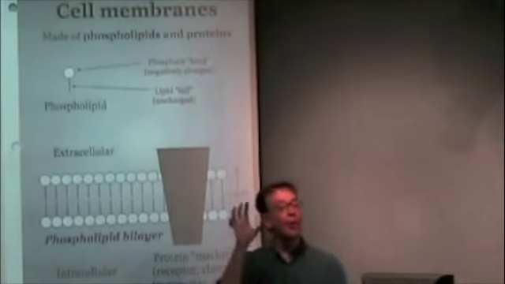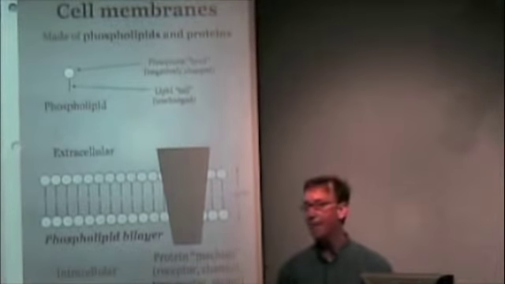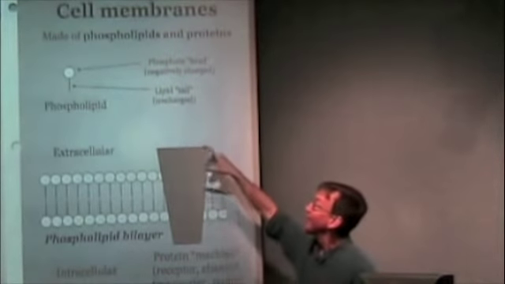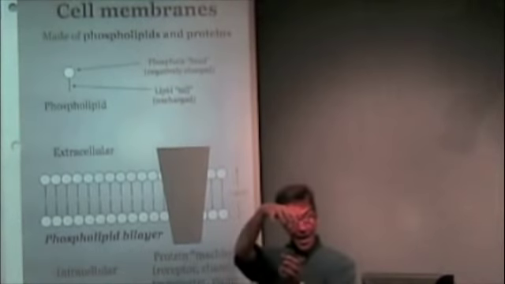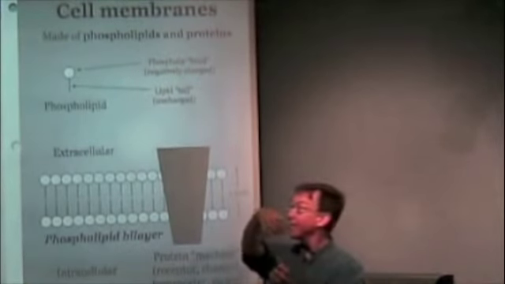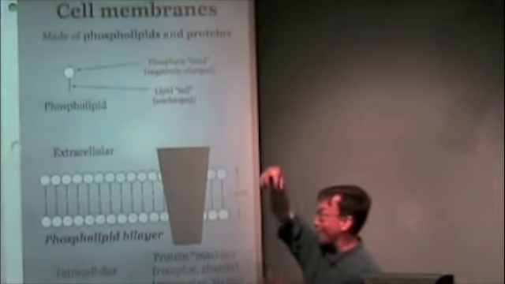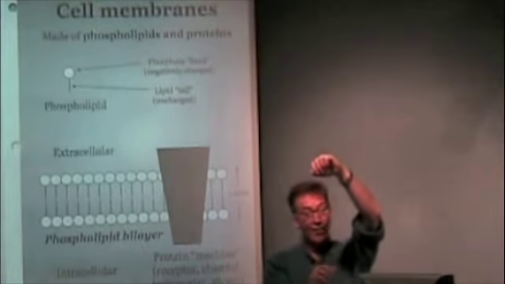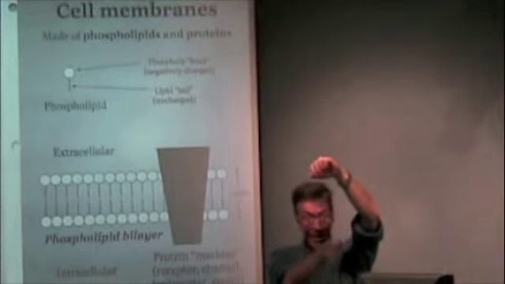Each one of these little ball and sticks is referred to as a phospholipid. That's the type of chemical that it is. And it's a very unusual and very interesting chemical in that it has a charged head. It's made out of phosphate, so it's got a negative charge on that ball portion of this ball and stick molecule. And then it has a long lipid tail. This is an uncharged, fatty tail. Lipid is a fat.